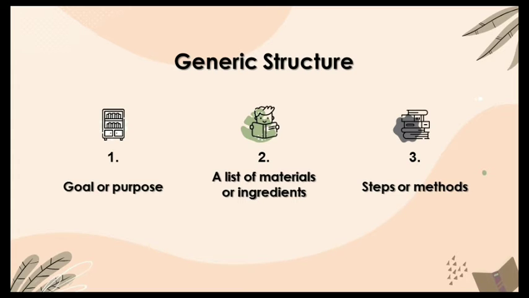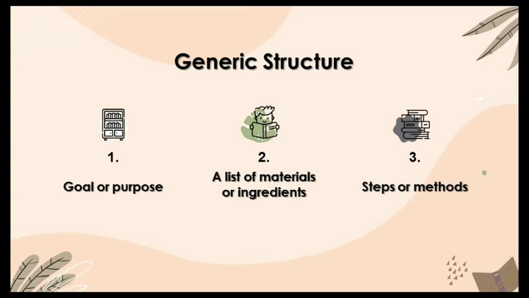For the first is goal or purpose, which is usually the title in the text. For example, how to make chicken soup, how to use Zoom app, or how to turn on the laptop, and etc. And the second is a list of materials or ingredients which are needed in conducting the procedure. For example, the materials to make chocolate pudding are agar-agar white 1 pack, milk 400 ml liquid, 50-gram dark cooking chocolate, and so on.